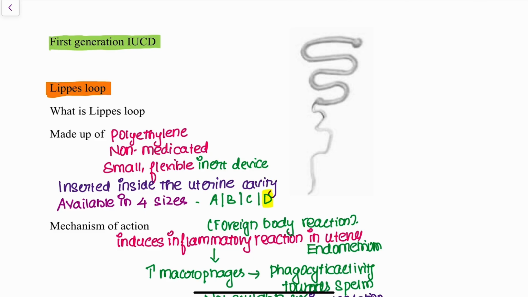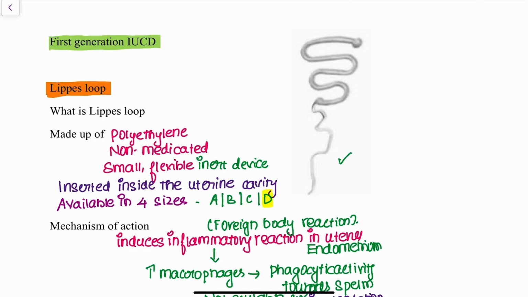So now we are moving to the first generation intrauterine contraceptive device, that is Lippes loop. As you can see in this image, this is the image of Lippes loop. So what is Lippes loop? Lippes loop is also an intrauterine contraceptive device, right? It is made of polyethylene, similar to the one which was invented first, right? So polyethylene, and it is a non-medicated intrauterine device, which means that it is not containing any hormone, not containing any copper. It is just a device made of polyethylene. And as you can see here, it is very small, flexible and an inert device.